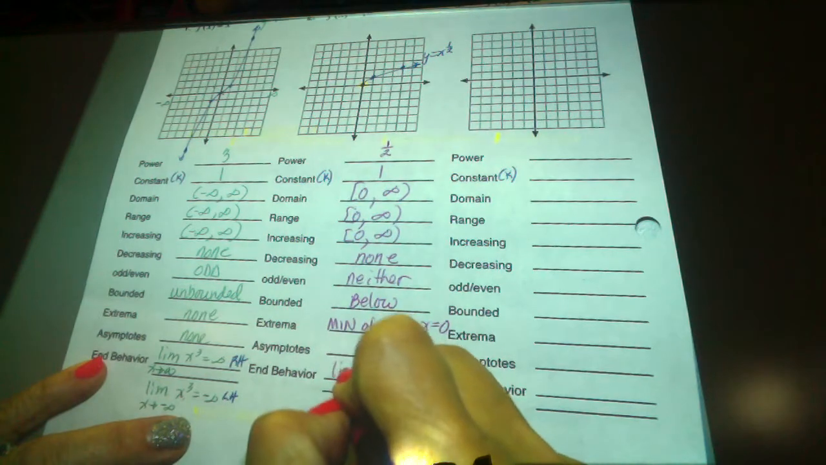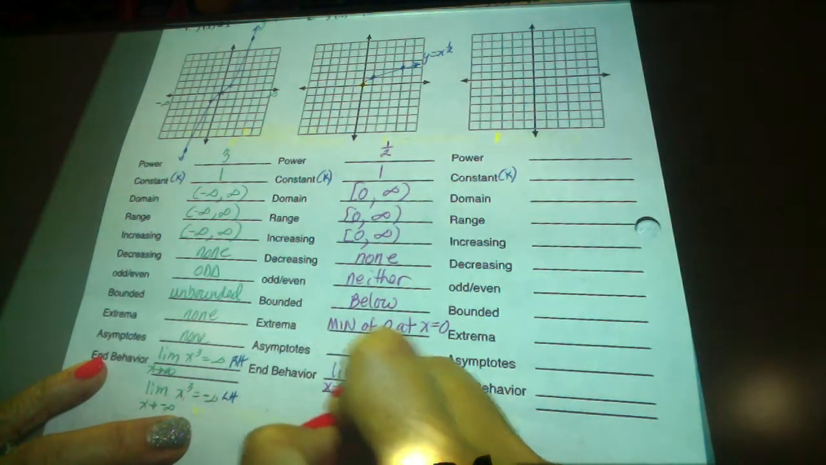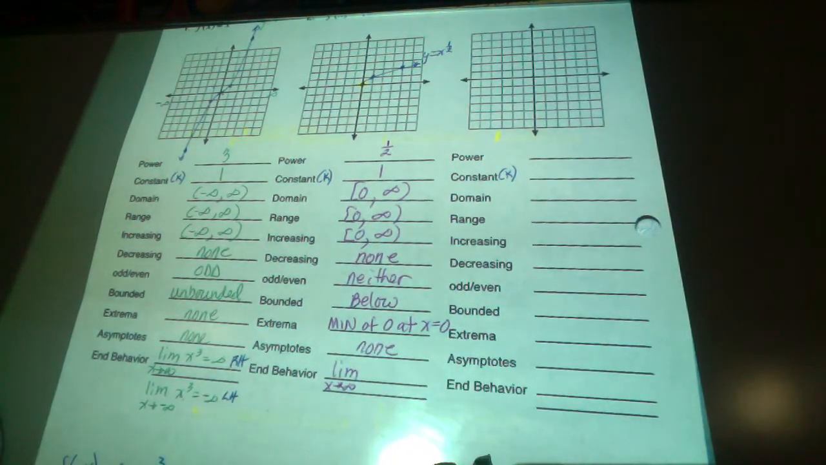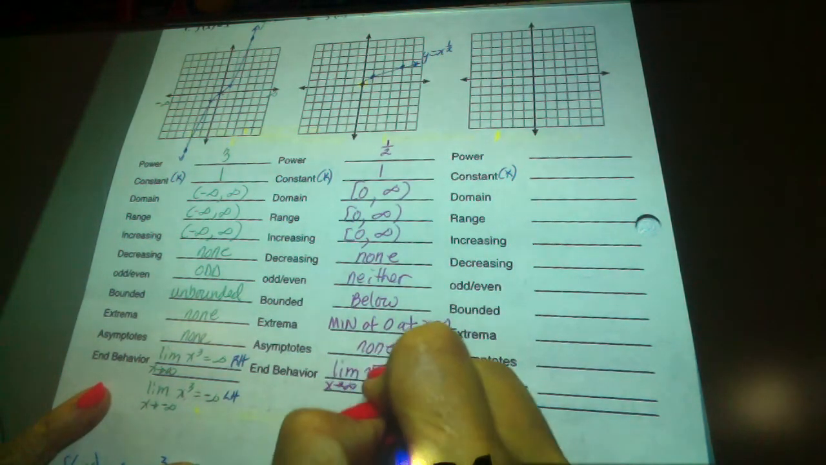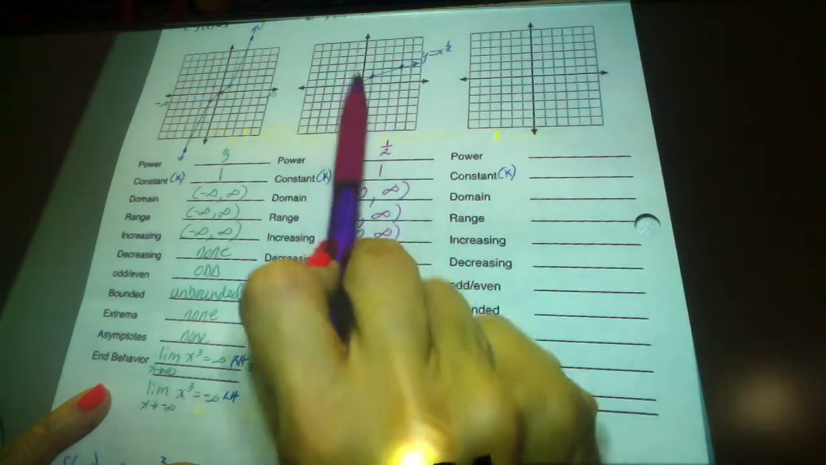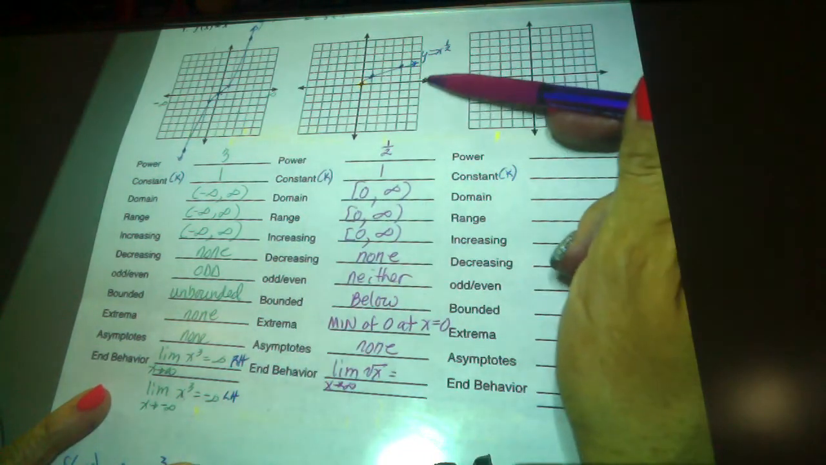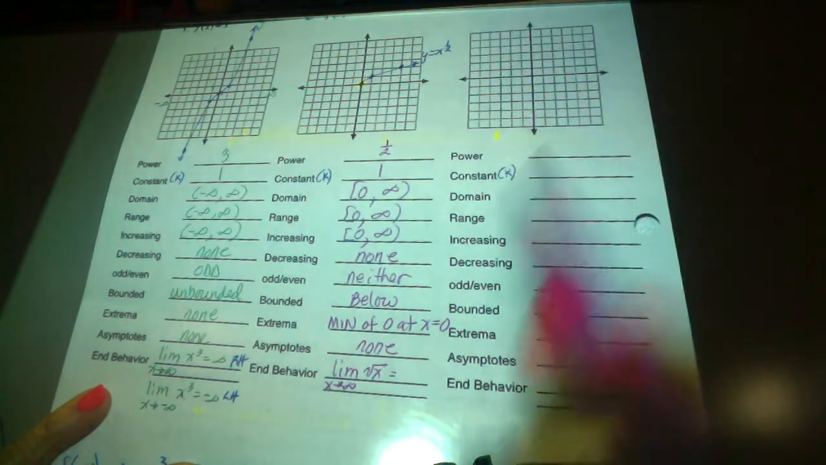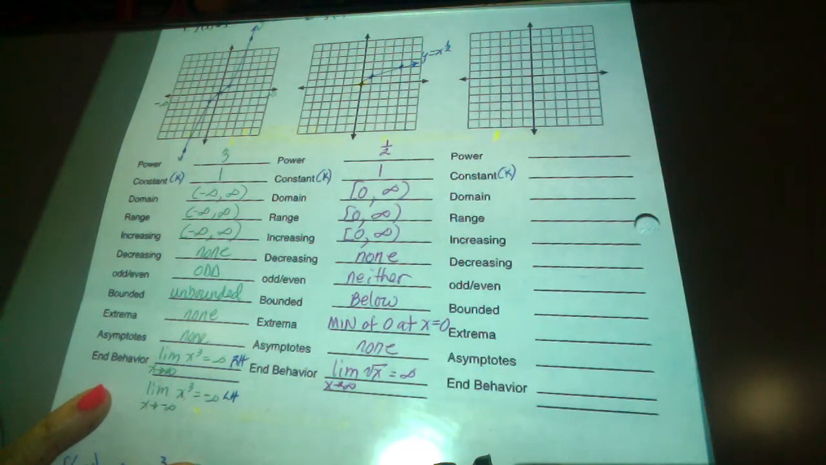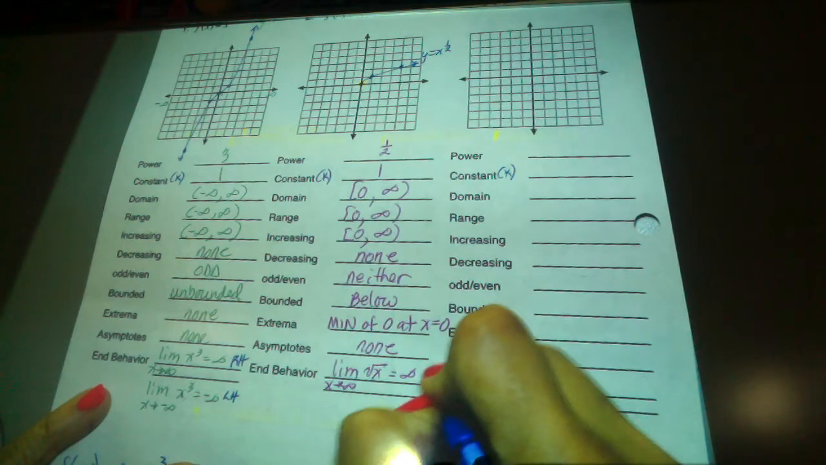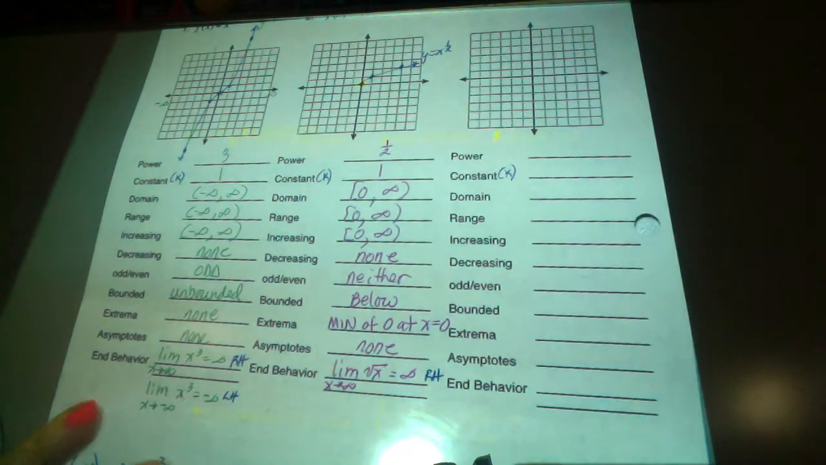The limit, as x approaches positive infinity, that implies I'm looking for the right-hand behavior because I'm going to the right, of the function, which is the square root of x, equals. So as I go to the right, what's happening to y? It's approaching positive infinity because it's going up. So this only has right-hand behavior. There is no left-hand behavior.